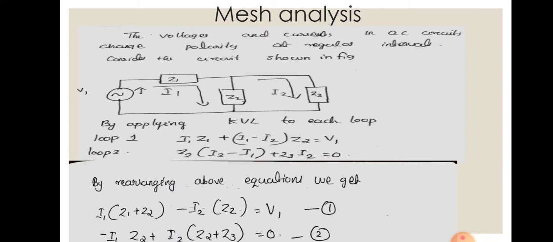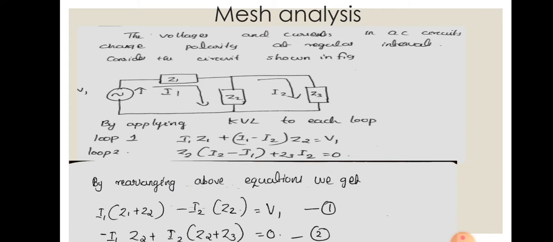In AC circuits, voltages and currents change polarity at regular intervals. We know that if we consider a sine wave as the voltage, its polarity will change periodically. Here V1 is the input signal, and the various elements in the circuit are represented by Z1, Z2 and Z3. In the previous cases we used R1, R2, etc., and here we are using impedances Z1, Z2, Z3. That means sometimes the circuit may contain resistors, inductors and capacitors, so in that case we use the term impedance.